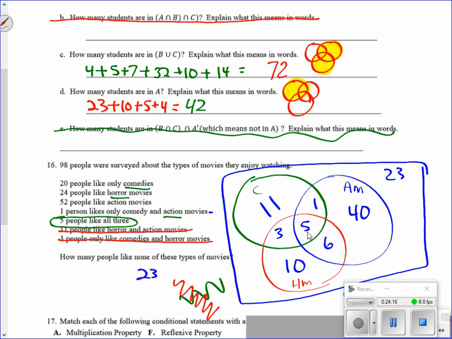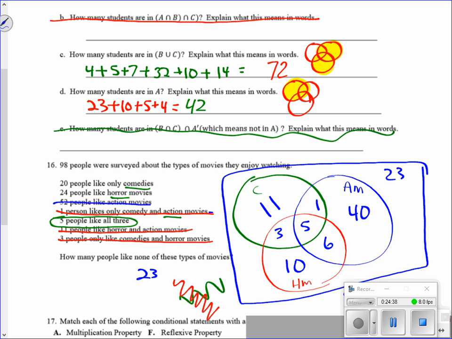So there should be a total of 11 people in that region. All right. And so then it says one person likes comedy and action movies only, right? Comedy and action movies only. So that's that person right there. There's a total of 6 people who like comedy and action movies, but this person likes only comedy and action movies. No horror movies for them. That would be me.